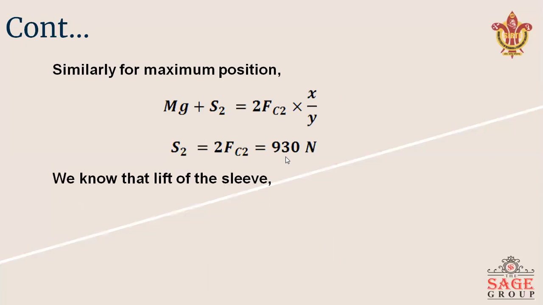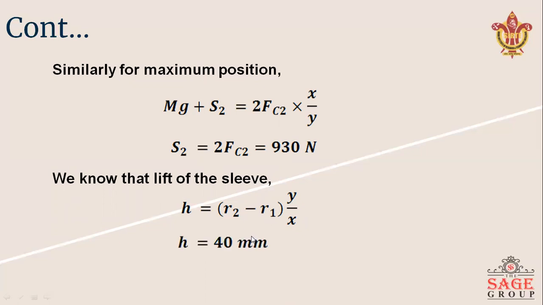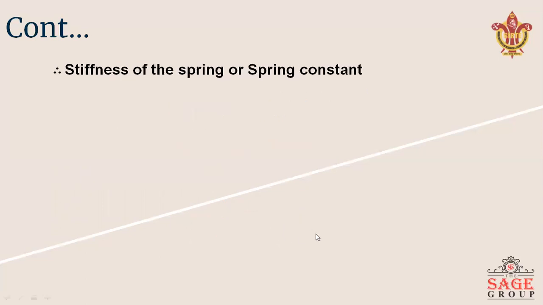We know that the lift of the sleeve h is equal to r2 minus r1 into y upon x. This equation is also taken directly from the derivation. Since x is equal to y, this ratio is again 1. So h is equal to the difference between r2 and r1, which is 40 mm.